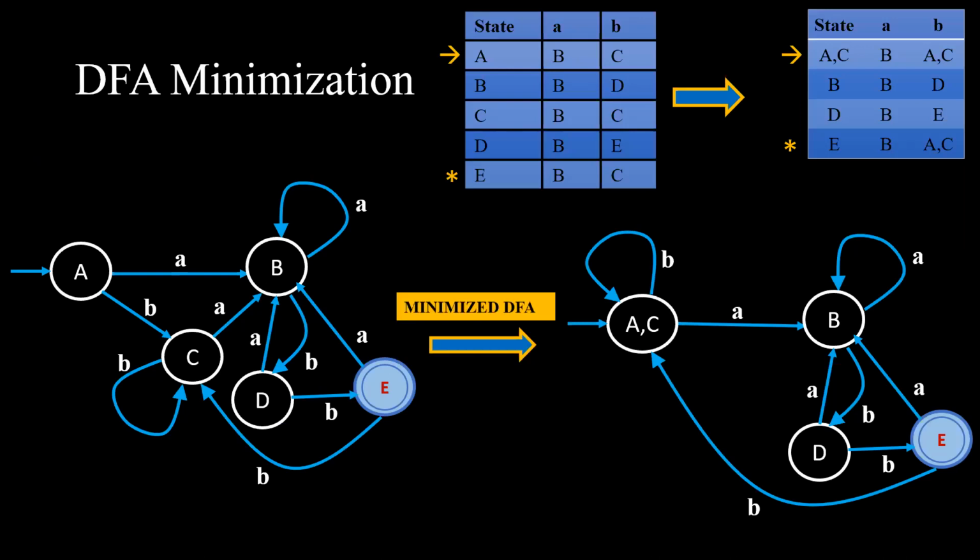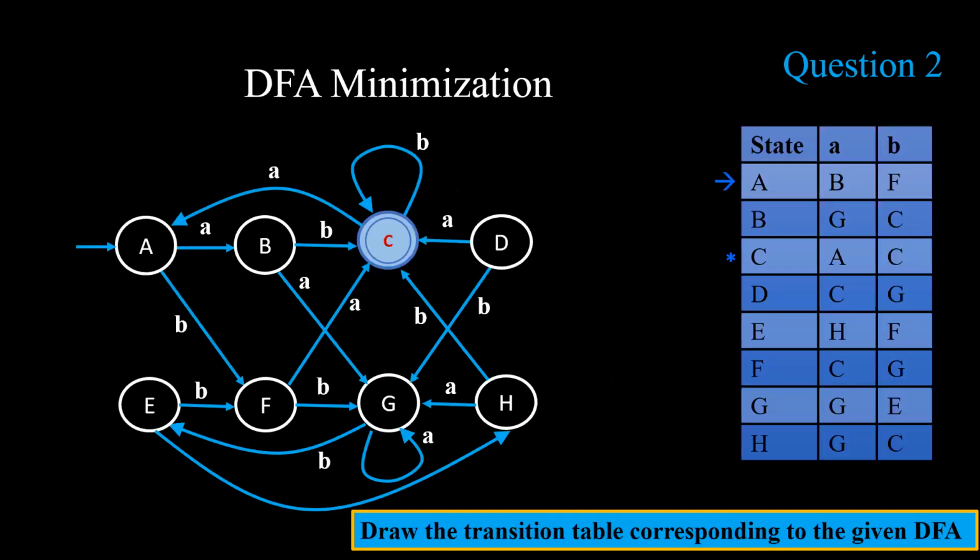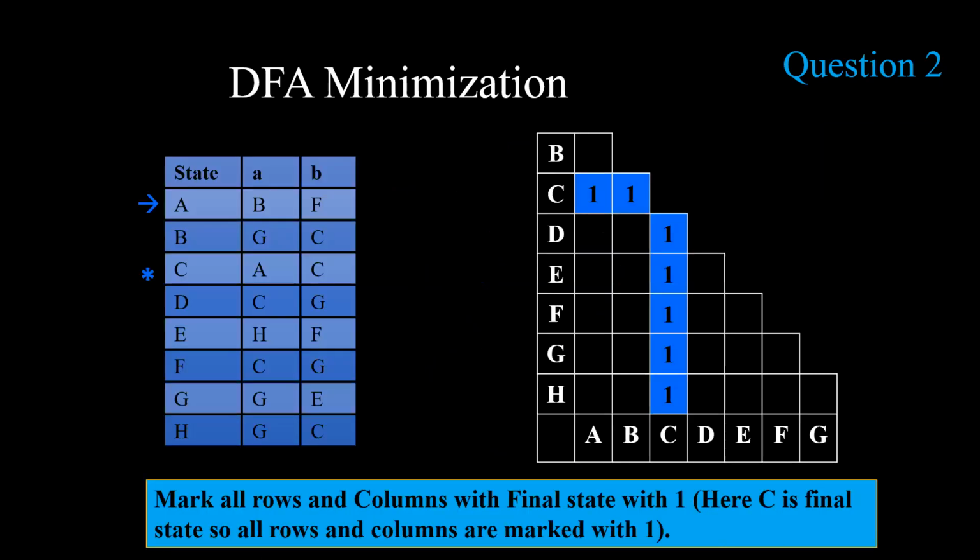Now we will consider the second example in which we have 8 states ranging from A up to H. First step will be that we draw the table corresponding to the given DFA. Here we have A as the start state and C as the final state. Now we will draw the lower triangulation matrix. We will have a lower triangulation matrix of 7 cross 7, since the total number of states is 8, and the matrix to be drawn is of number of states minus 1.